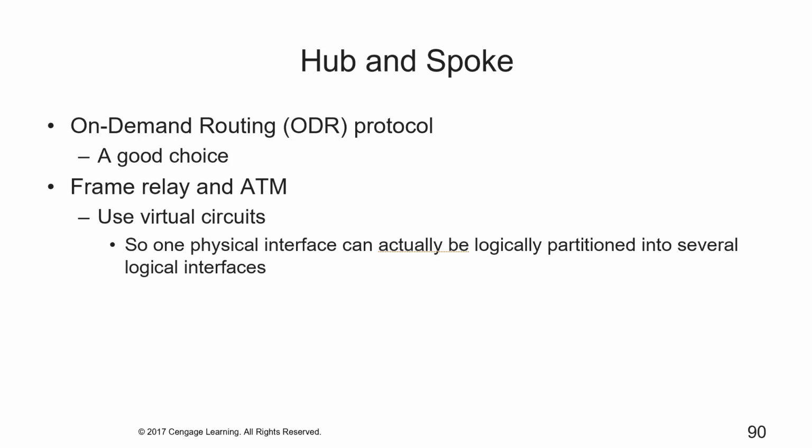Frame relay and ATM use virtual circuits, so one physical interface can actually be logically partitioned into several logical interfaces.